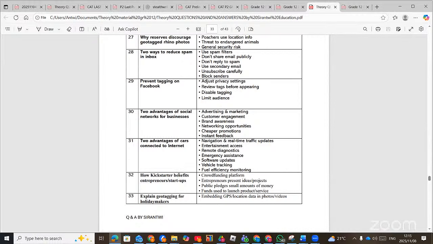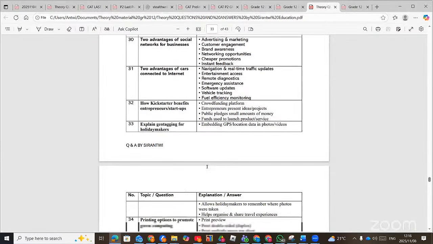Kickstarter, which is crowdfunding. How does crowdfunding benefit entrepreneurs? They present ideas or projects, and they ask the public for money to assist a project also. And then they use the funds that they get to launch a new product also.